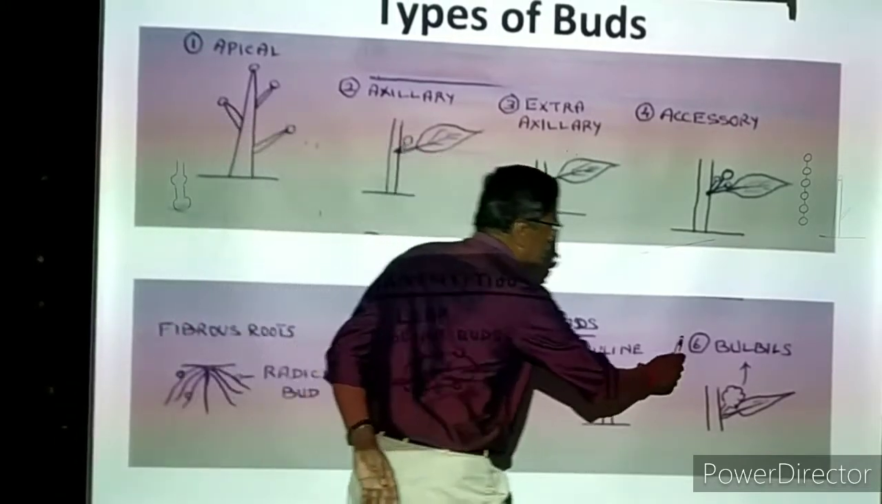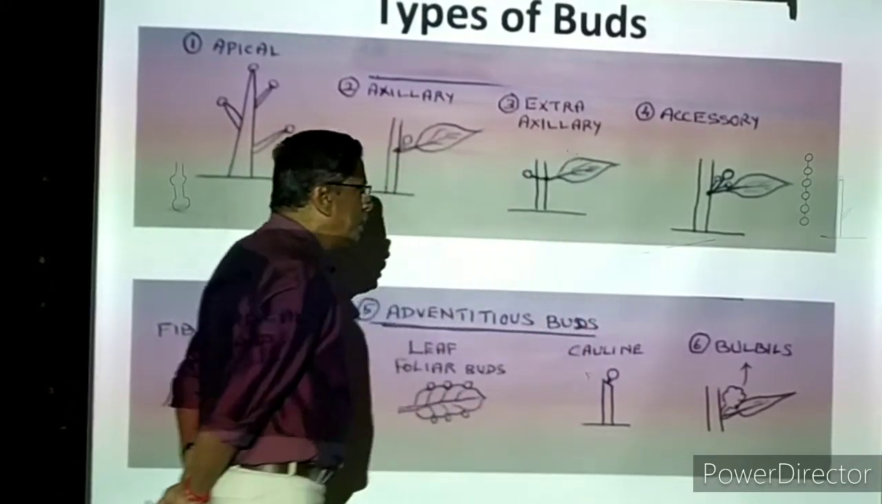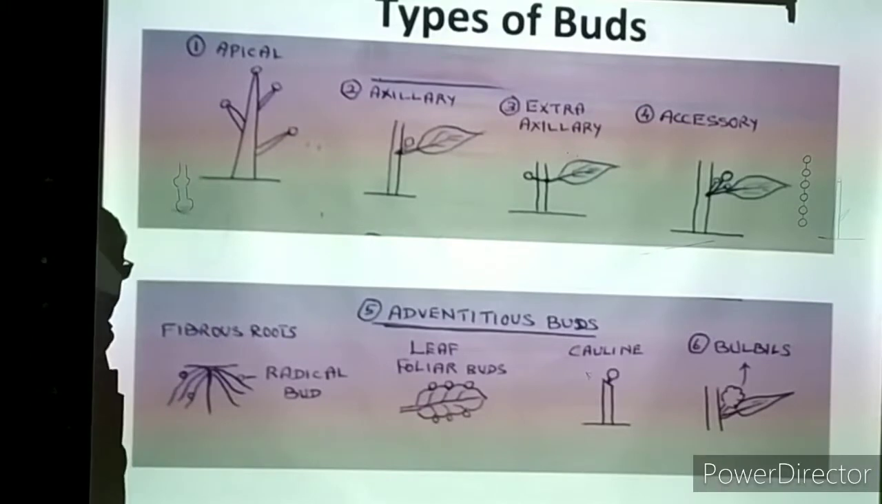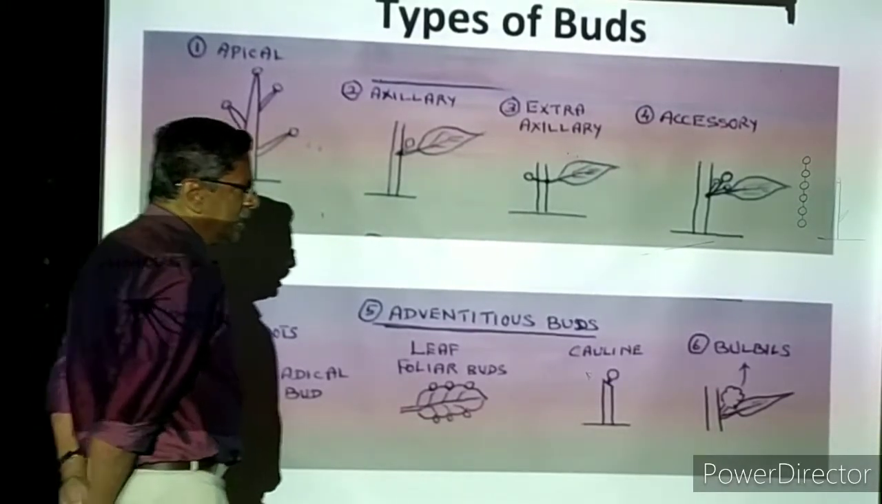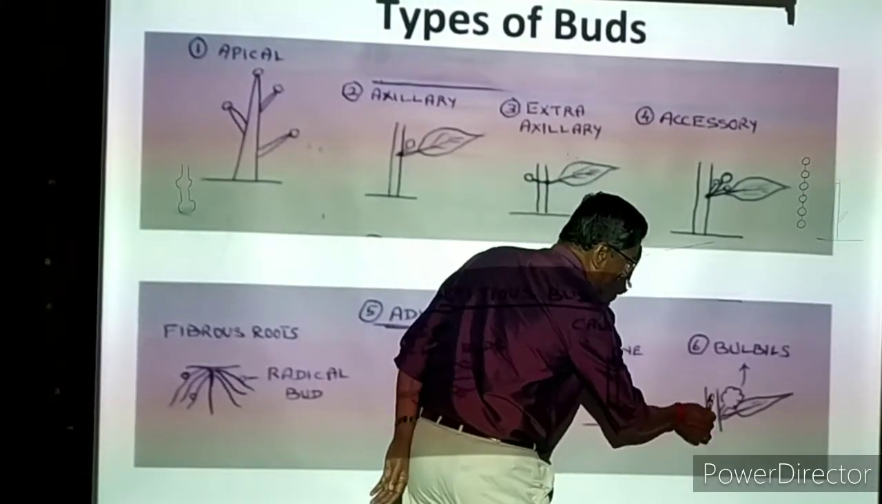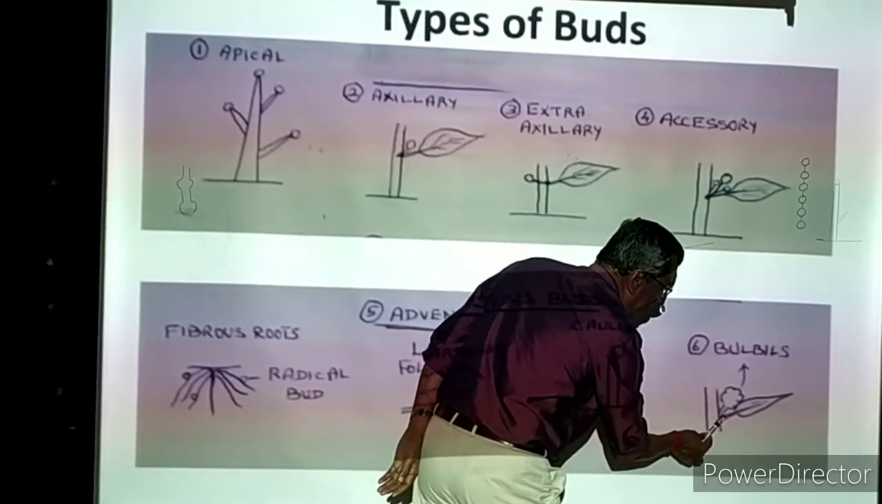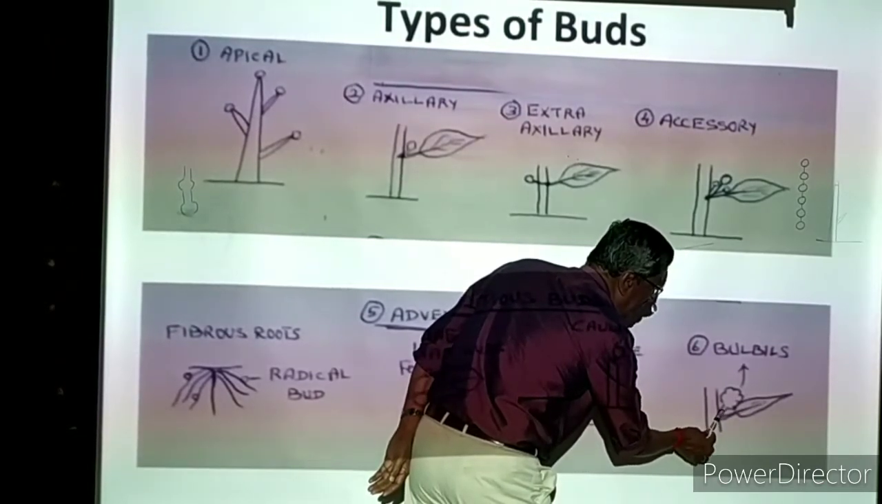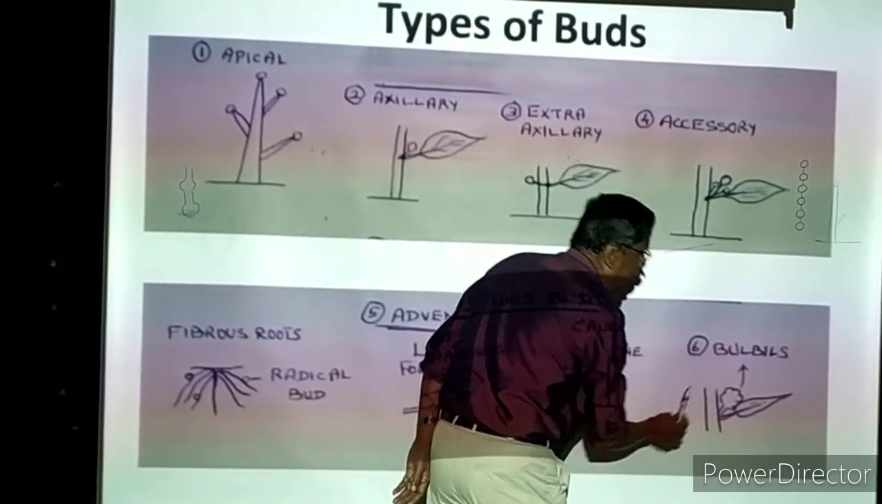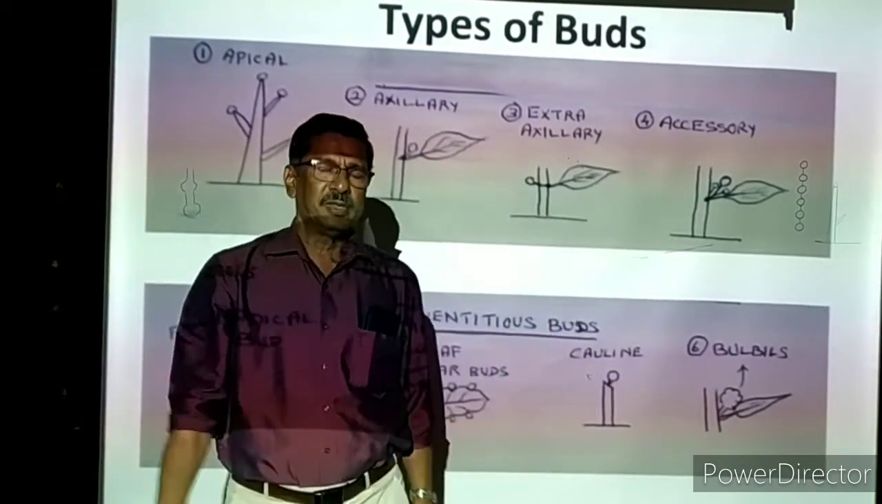The next one is bulbils. See that, B-U-L-B-I-L, bulbil, plural bulbils. In some plants, you can see the main stem, you can see the leaf, an axillary bud will be present, but the axillary bud grows very big and it will become woody. Now what is the meaning?